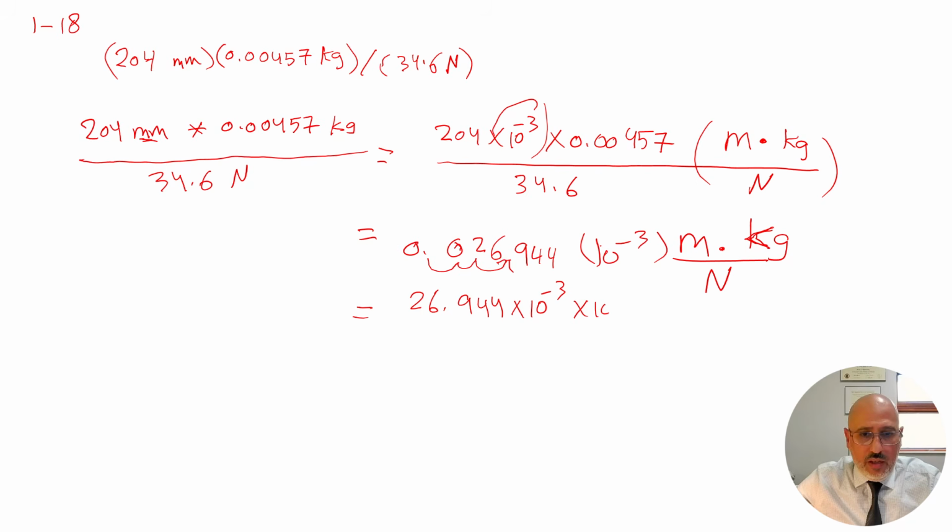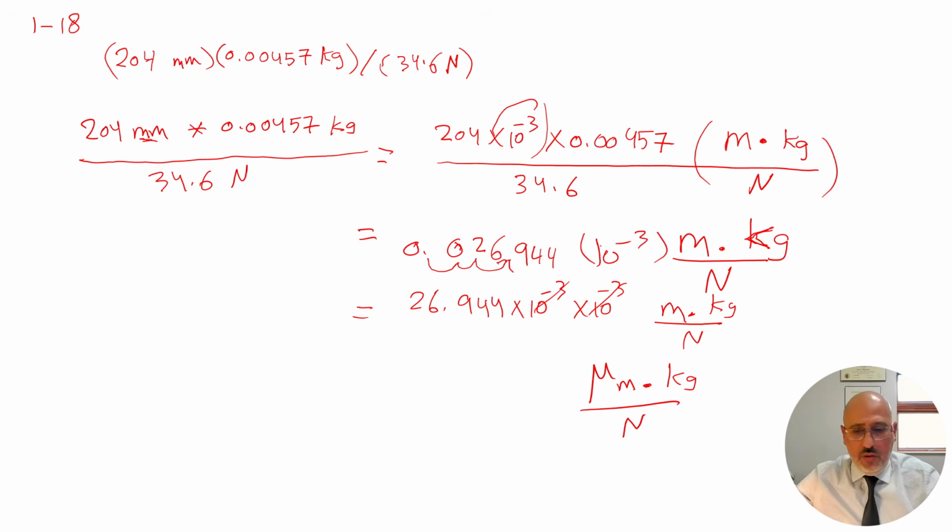And don't forget the other 10 to the minus 3. And then you have meters dot kilograms divided by newtons. Now 10 to the power minus 3 times 10 to the power minus 3, we can add the exponents together and get a micro. Now see, all of these units, none of them has a power. So I can use a prefix for this unit, and I can say that this is micro meters dot kilograms divided by newtons. So I can get rid of these here.